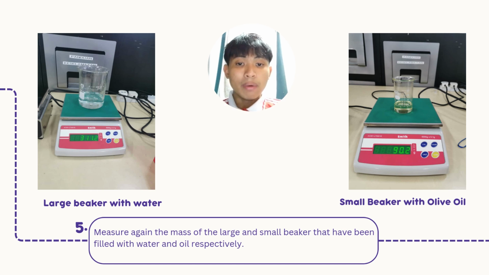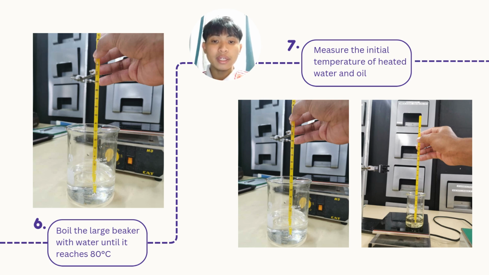So after that, the large beaker has been filled with water and the small beaker has been filled with olive oil. Next, we must measure again the large and small beakers that contain water and olive oil respectively. After we measure them, we can get the mass of water used and also the mass of olive oil used.